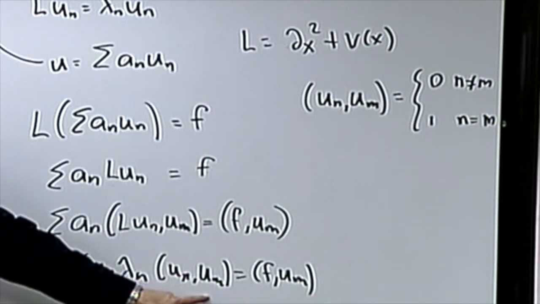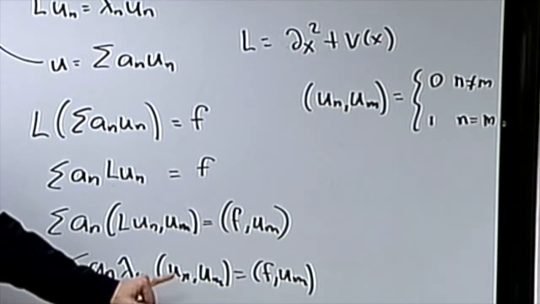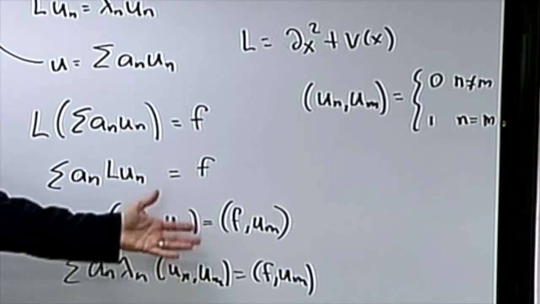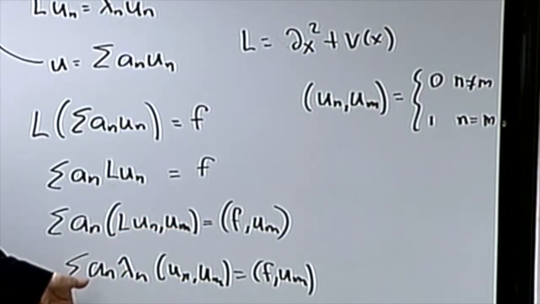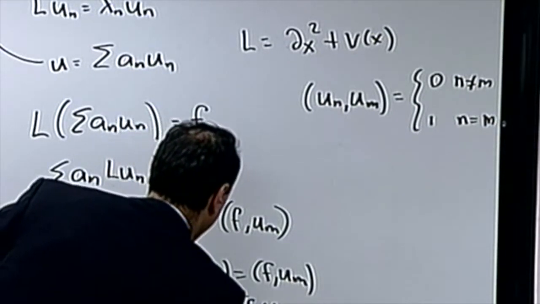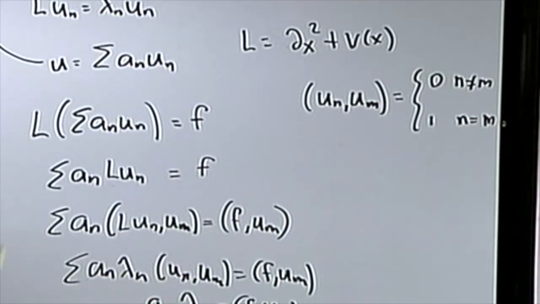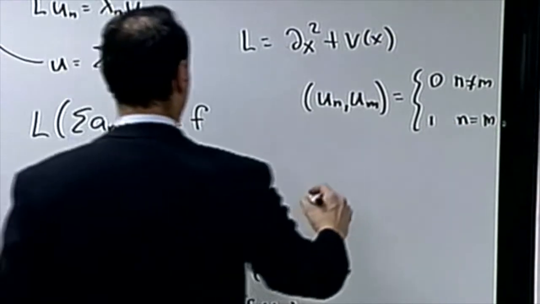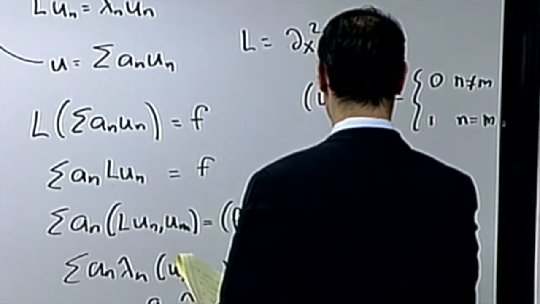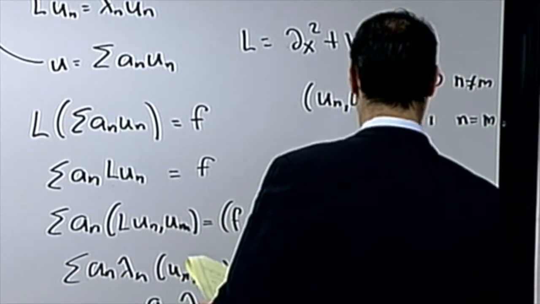Then the inner product of u of n and u of m is always 0 unless n is equal to m. Then it's 1. So I do this infinite sum, and it's always 0 except for at one spot, when n is equal to m. And then what's left over here is A of m, lambda m. I've just solved for my A of m, divided through by lambda n. And so when I write down my solution now, I have u equal to the sum of the inner product of f with u of n, over lambda n, times u n.